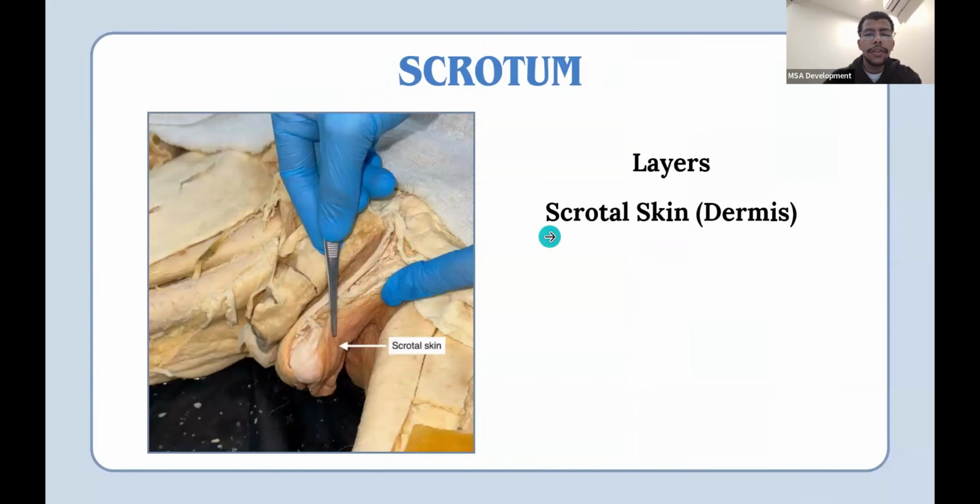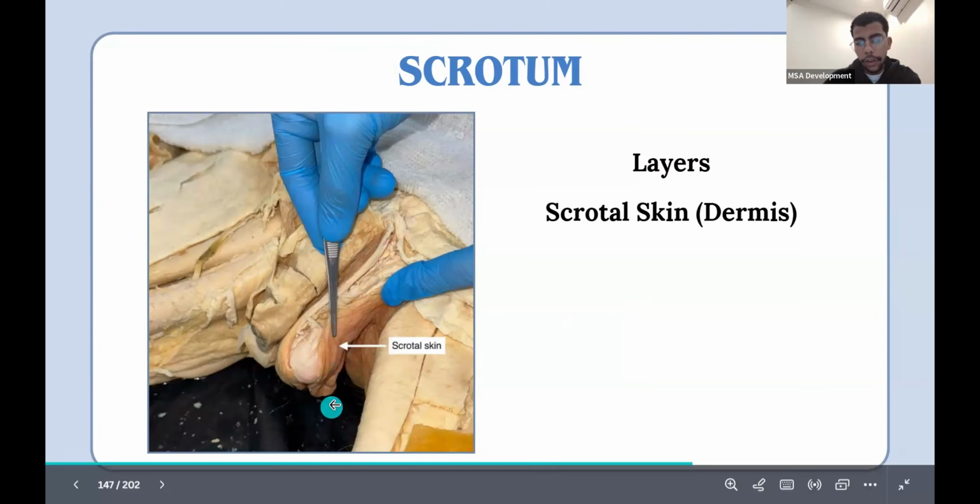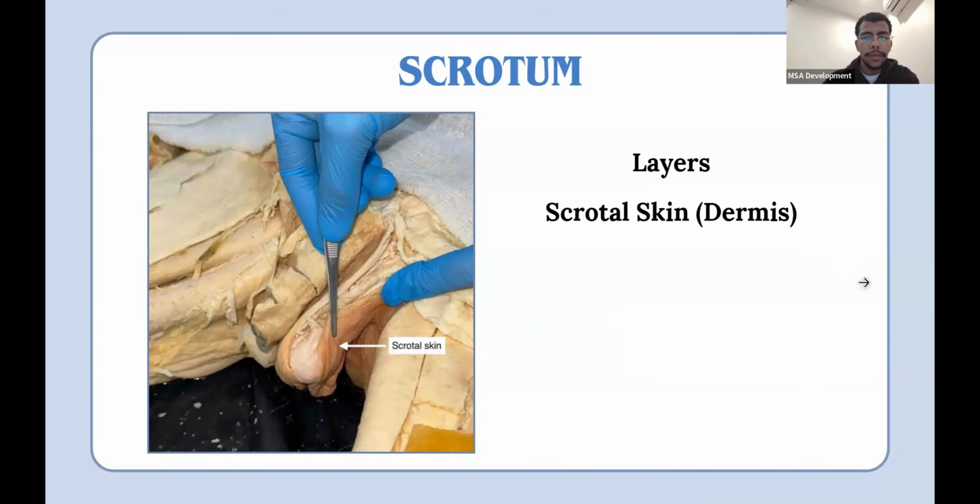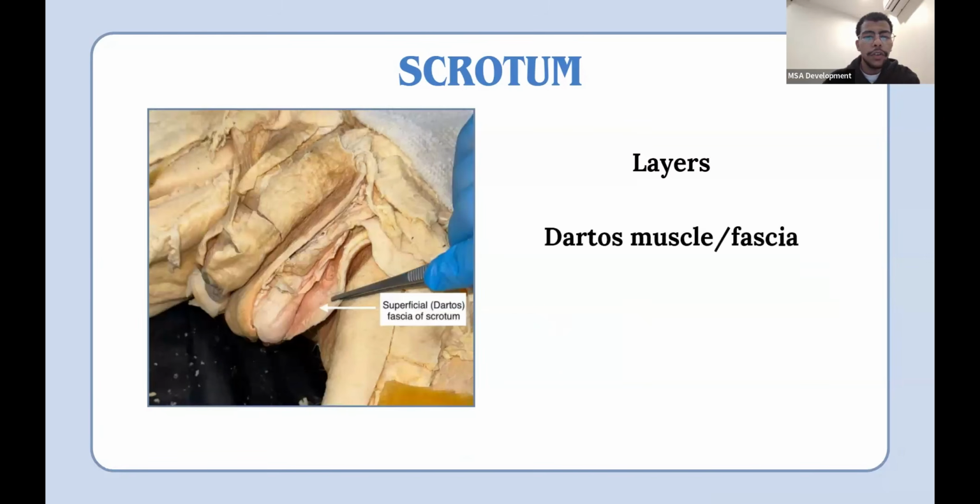Now, we have the scrotum. We have a lot of layers for the scrotum. First, we have the scrotal skin or the dermis. Okay. Then we move on to the dartos muscle or dartos fascia. Okay. A dartos muscle or dartos fascia is also called superficial fascia.